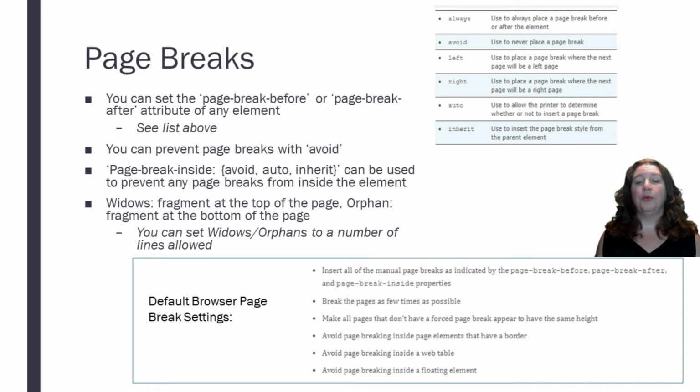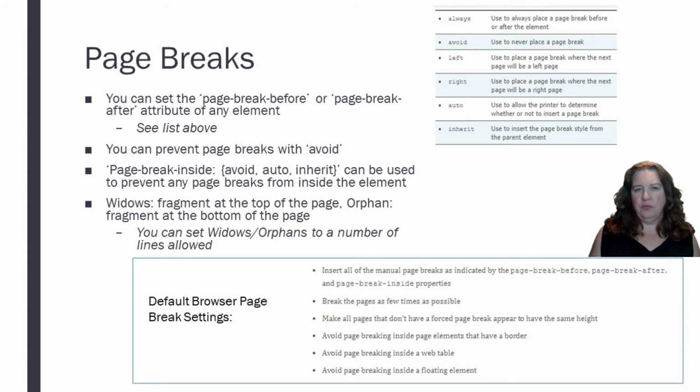You can also prevent any page breaks by saying avoid. You can say avoid a page break, never put a page break in this element anywhere. So we can always also do that. There's also the concept of inside. The inside can be avoided, autoed, or inherited, and it simply means please prevent any page breaks from inside of the element. That's where that avoid comes in.